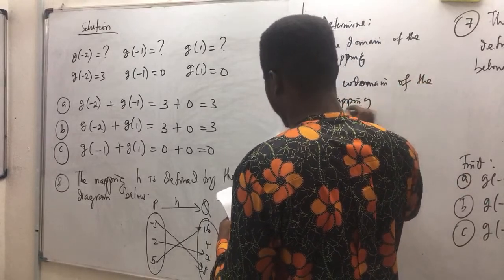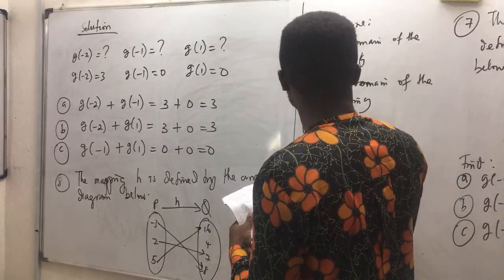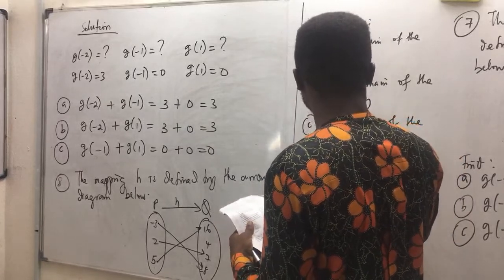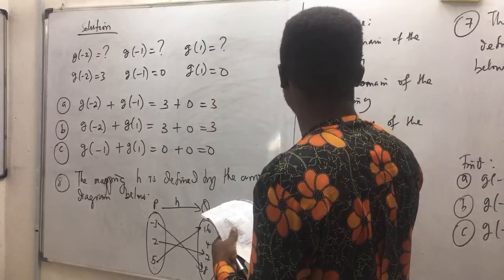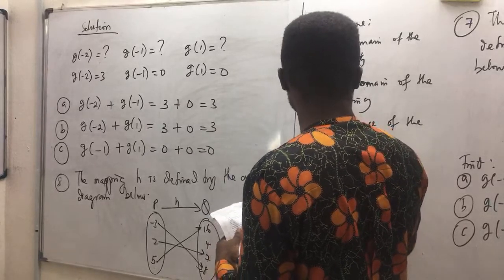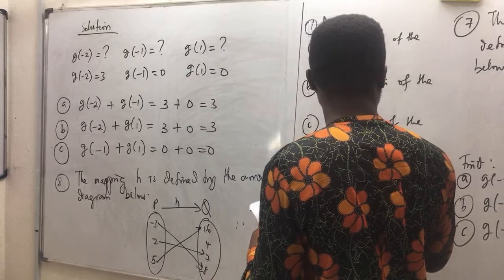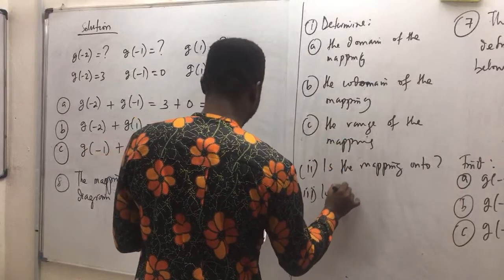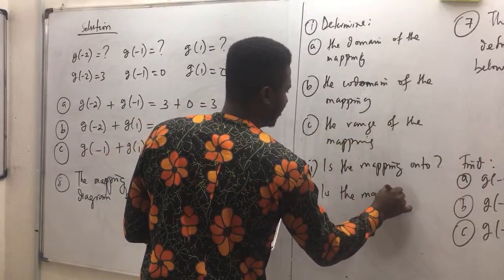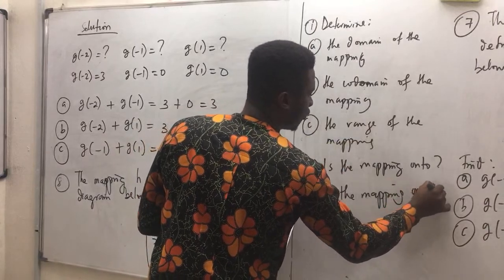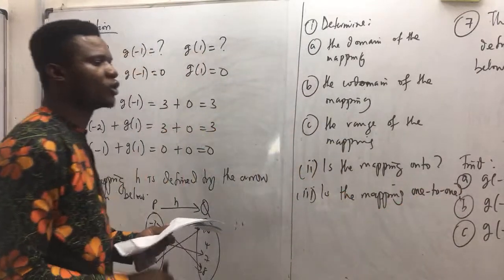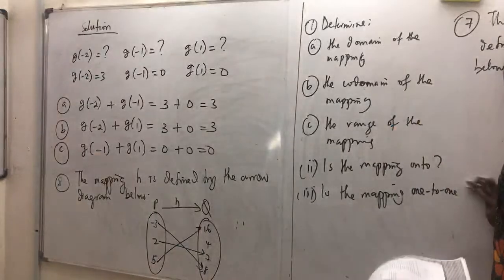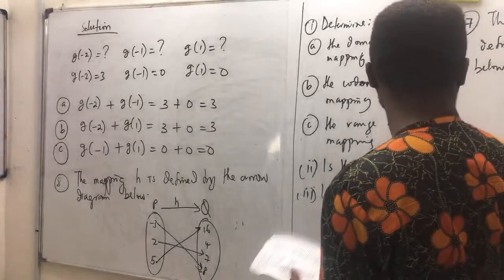Then C says determine the range of the mapping. Then comes II: is the mapping onto? And III says is the mapping 1 to 1? So those are the questions asked. So let's examine them quickly.